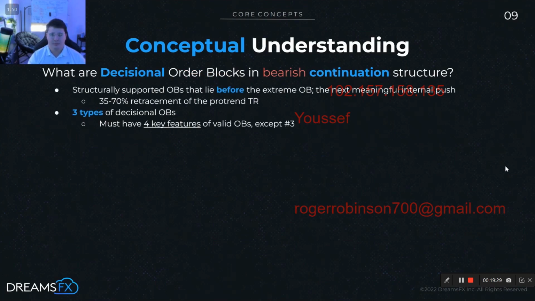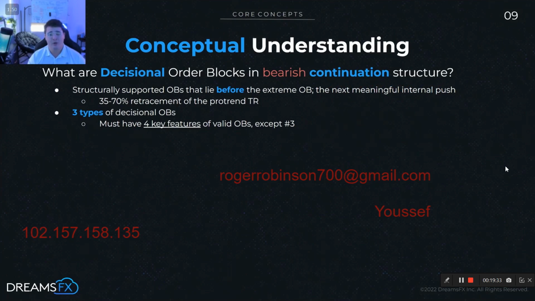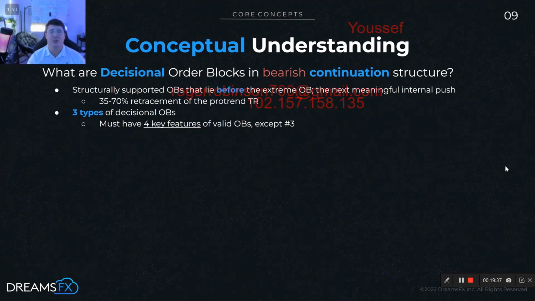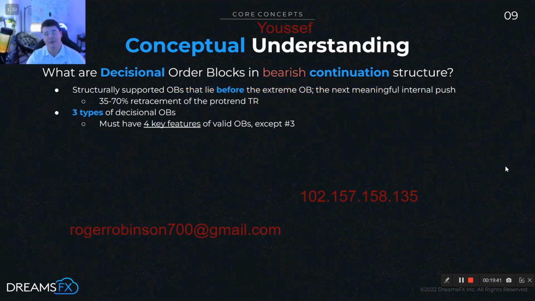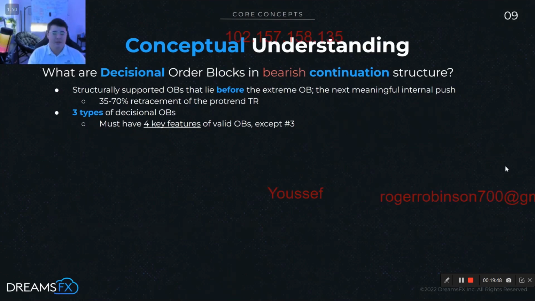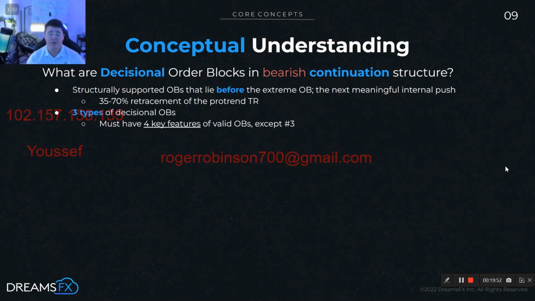Similarly to bullish continuation structure, bearish decisional order blocks lie before, and always will, the order block. And when I say before, I mean when you're looking at things structurally, as price is coming back into the range, that decisional order block is lying before that order block. And I'll explain here in just a moment. Likewise, that decisional order block is the second or next meaningful internal push that has logic. Still that 35 to 70% retracement.